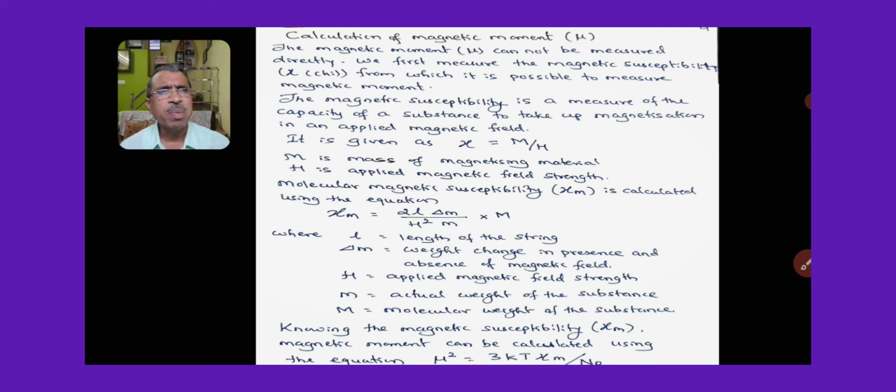Molecular magnetic susceptibility is calculated using the equation chi_M is equal to 2L into delta m divided by H square into m into capital M, where L is the length of the string that holds the material to be weighed, and delta m is the weight change in presence and absence of magnetic field. H is the applied magnetic field strength, m is the actual weight of the substance, and capital M is the molecular weight of the substance.